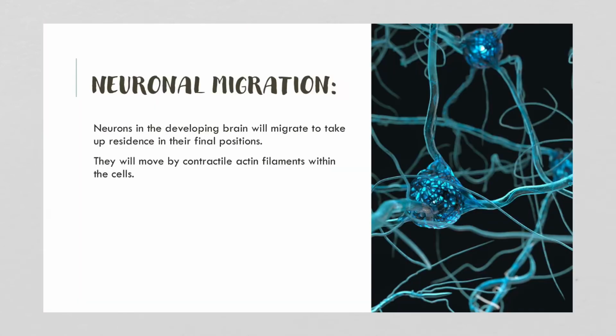Once the neurons have developed, they migrate to take up residence where they're going to exist. So they actually move by contractile actin filaments within the cells. So the neurons actually physically migrate to where they need to reside.